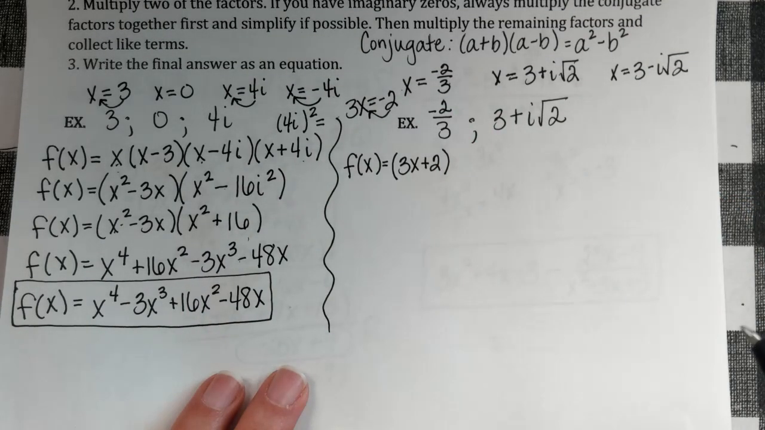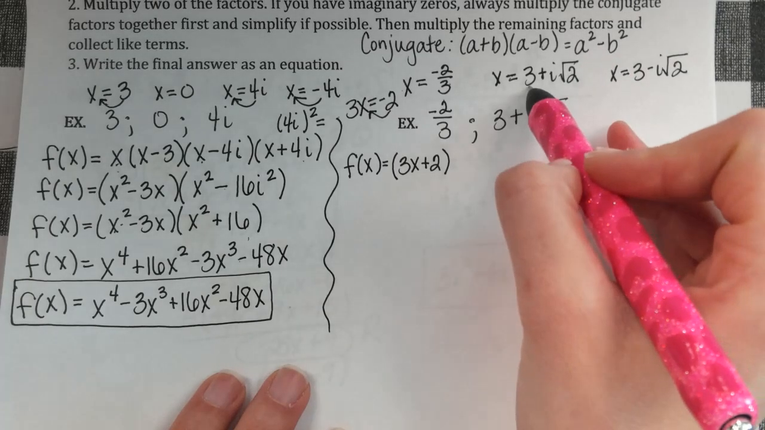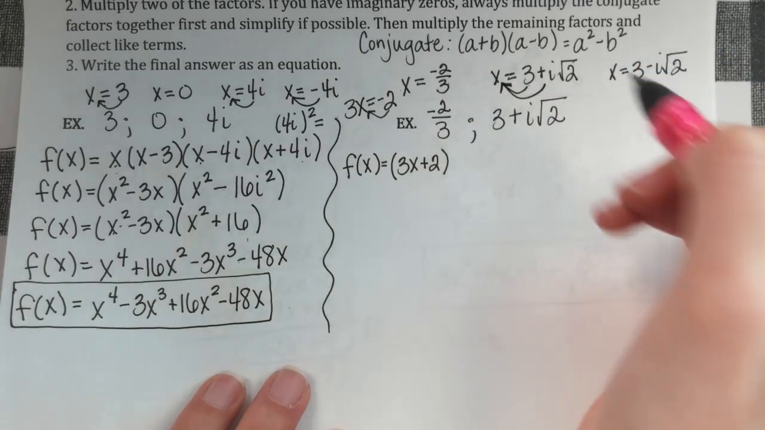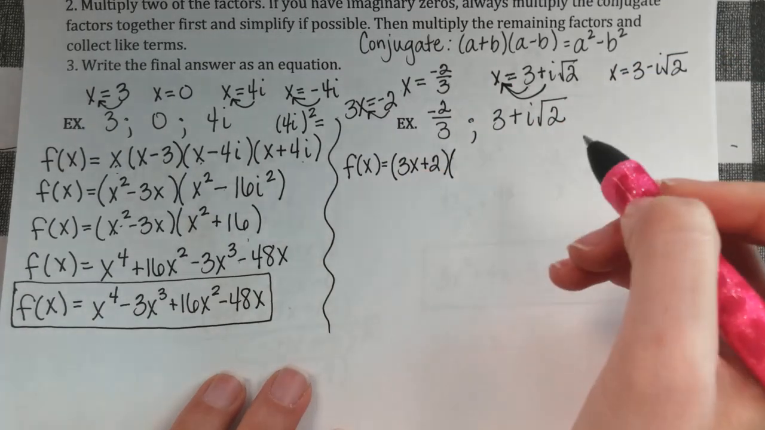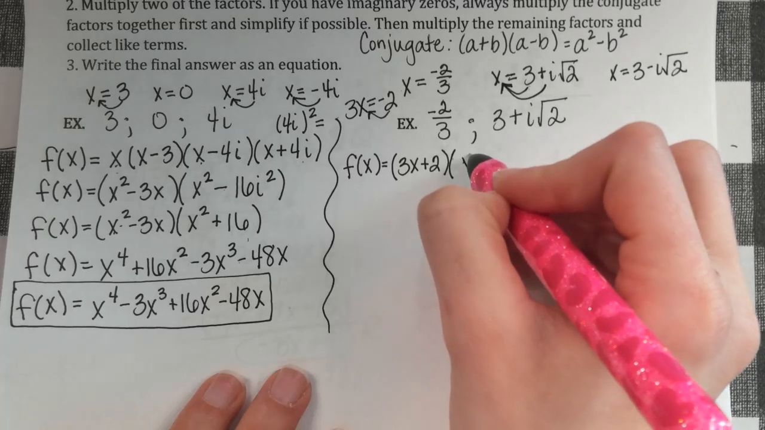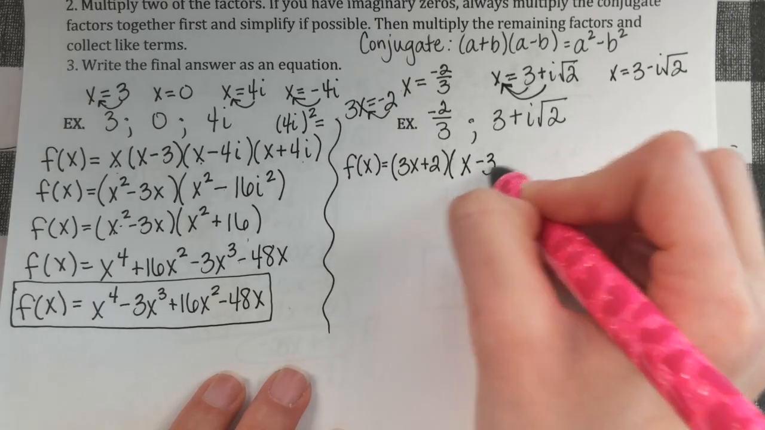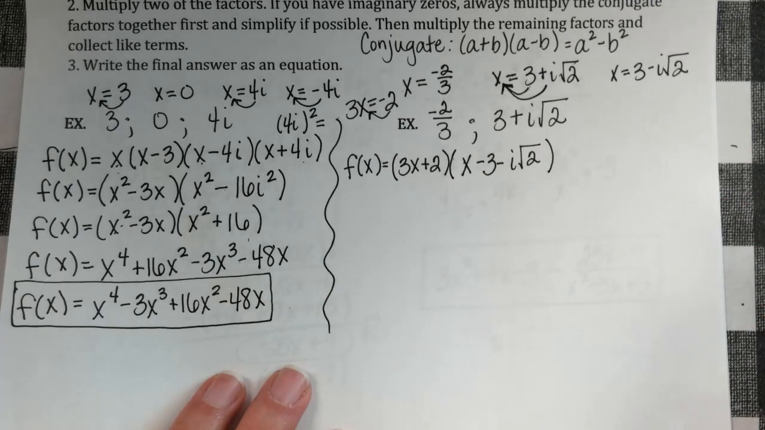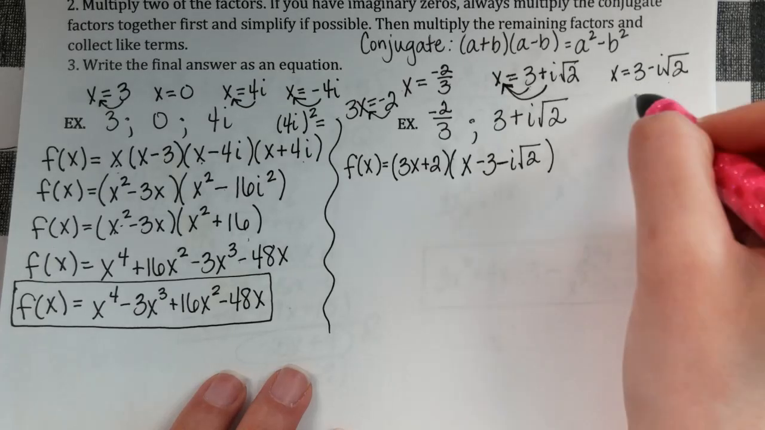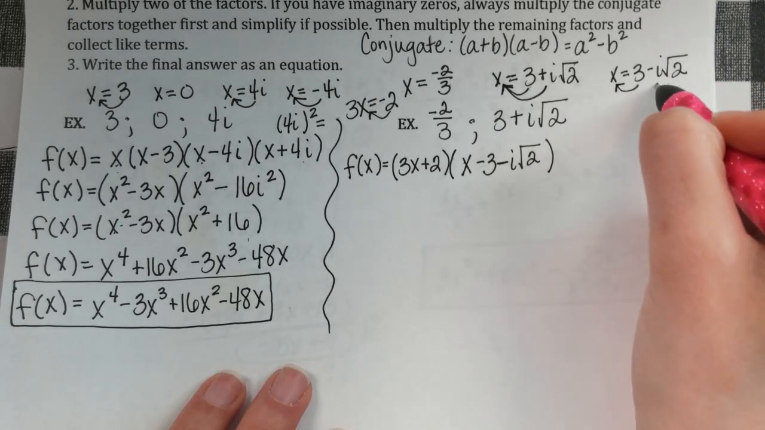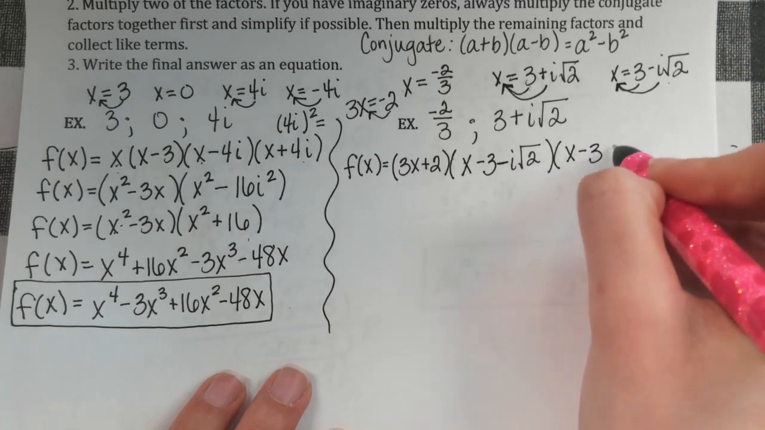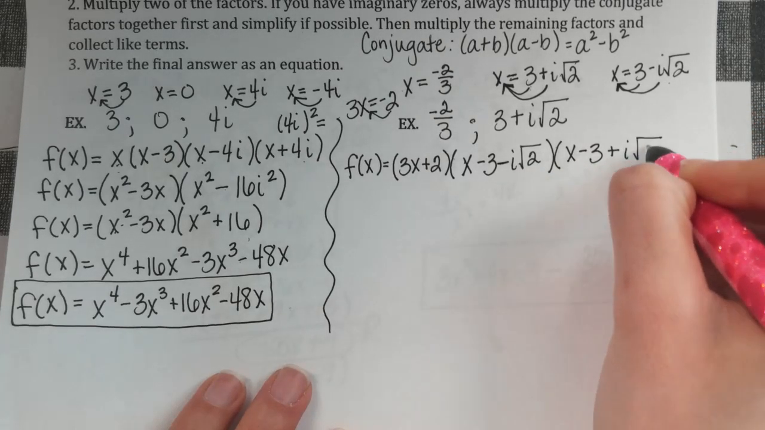Okay? Now, when you have this 3 plus i square root of 2, you're going to move the 3 and the i square root of 2. So you cannot get rid of that x. That's what I see often. You have x, then minus 3 minus i square root of 2. Then when I have the 3 minus i square root of 2, I move the 3 over and the negative i square root of 2. So that becomes x minus 3 now plus i square root of 2.